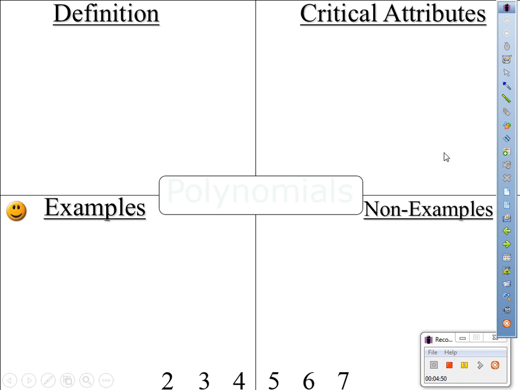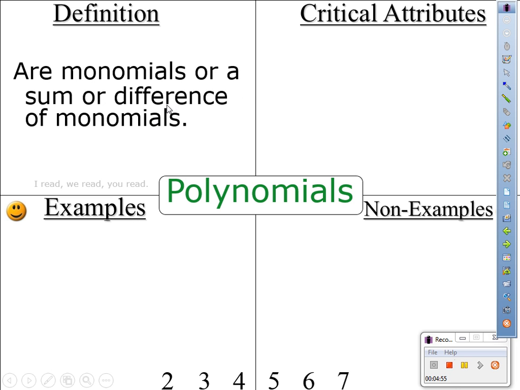So now that we know monomials, let's define polynomials. Here we go. Polynomials. Write this down. Polynomials are monomials or sum or difference of monomials.